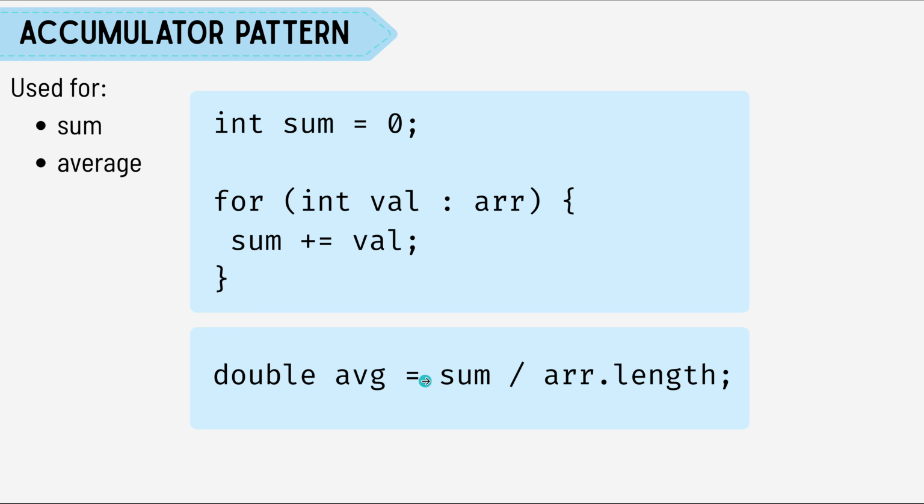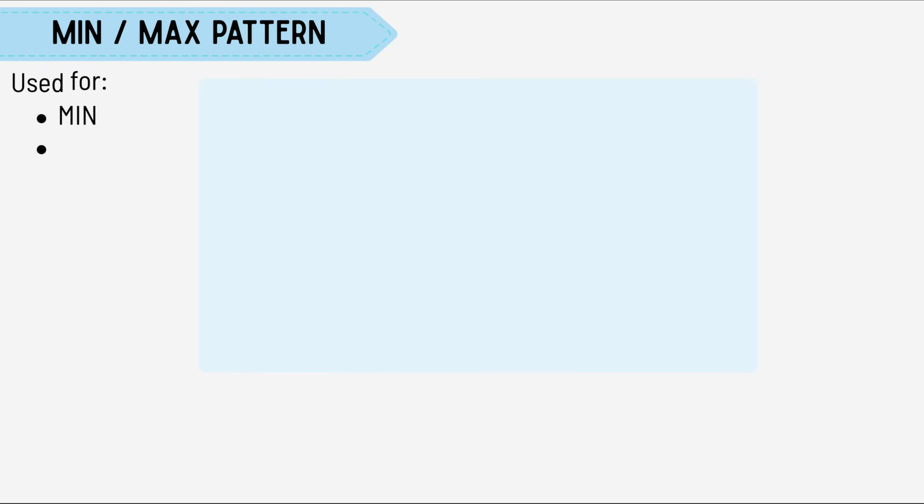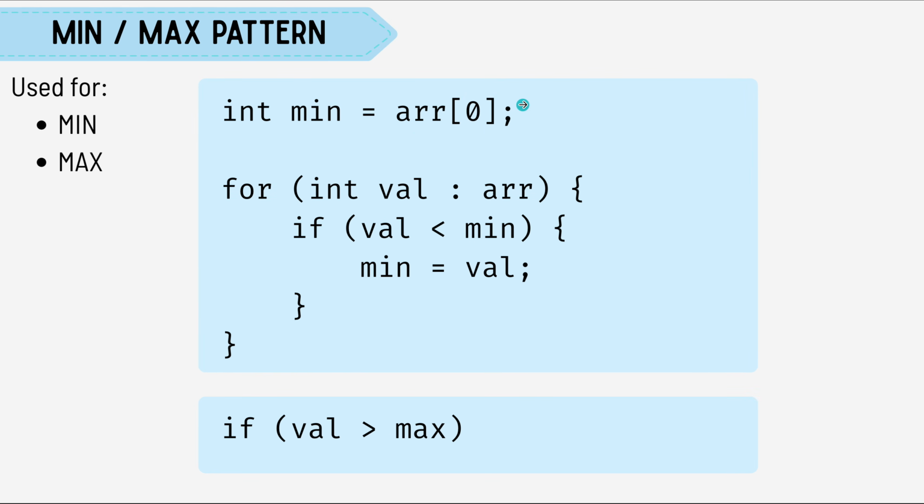Then we have the average, which is the sum divided by the total number of items in the array. And then we have the max and min. So min is going to be equal to the first element. It just keeps going. We have a for loop and an if statement, and this is for min. And if we want a max, we would do the same thing, just flip the crocodile mouth to the other side.